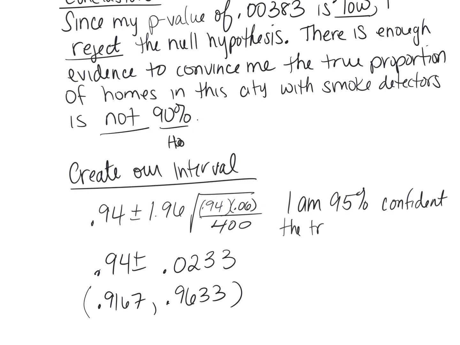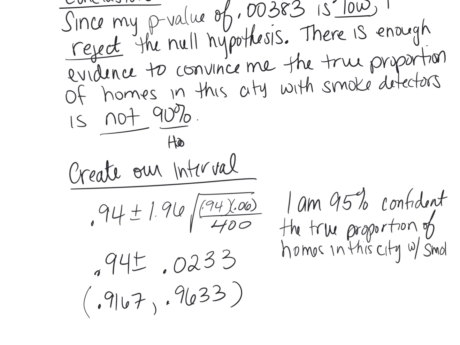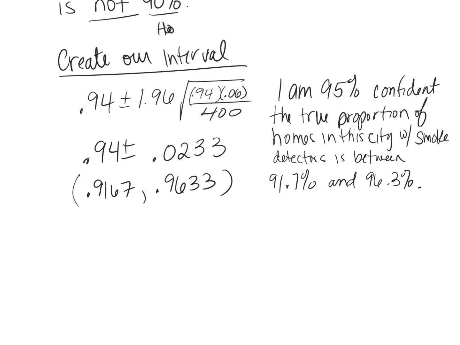the true proportion of homes in this city with smoke detectors is between 91.7% and 96.3%. And you can write that as a percent or a decimal, it doesn't matter.